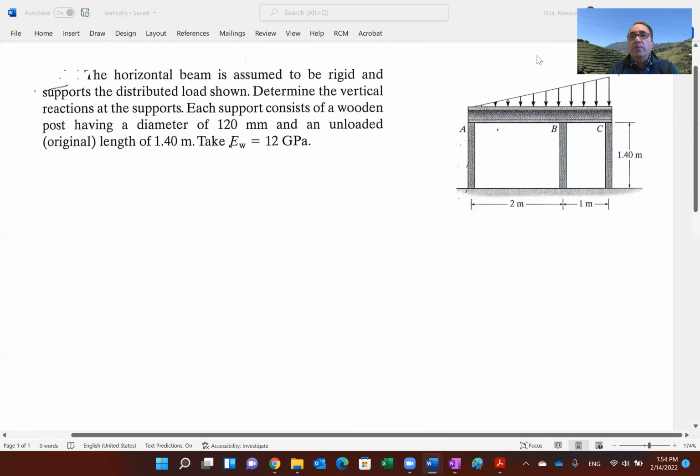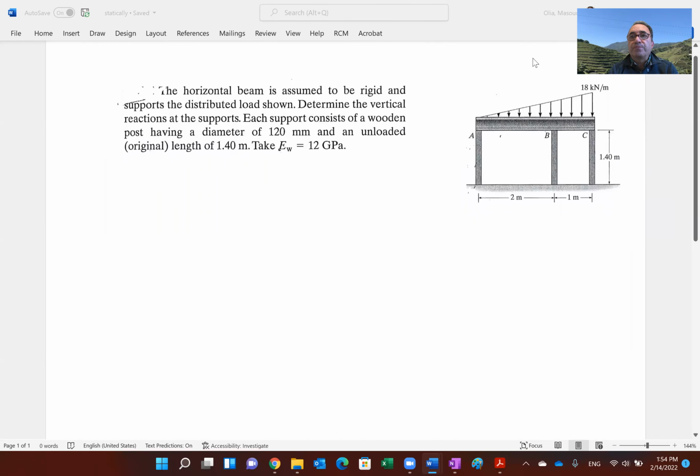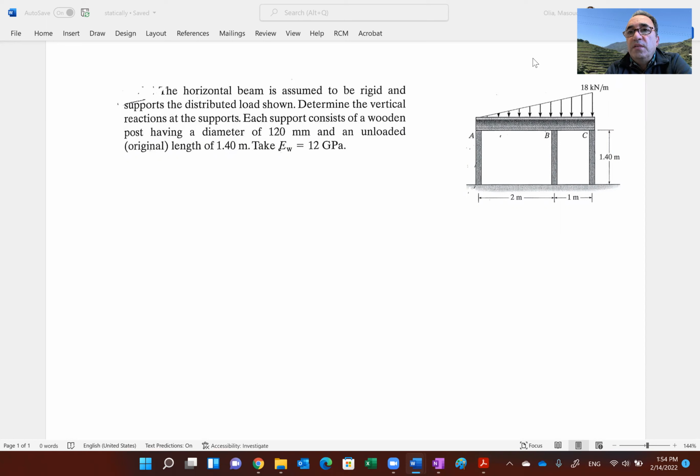So here in this problem, we have this horizontal beam, ABC, being subjected to this linearly increasing load in the shape of a triangle with a maximum intensity of 18 kilonewton per meter, and being supported with 3 wooden posts.